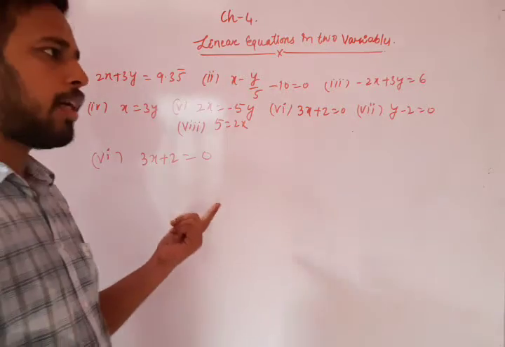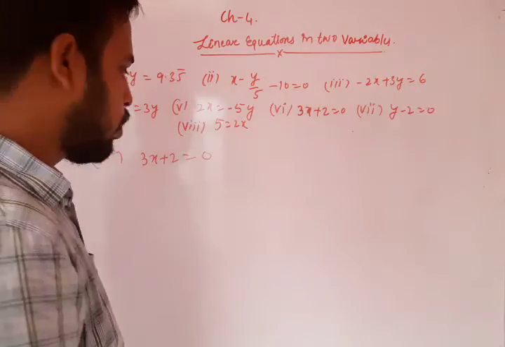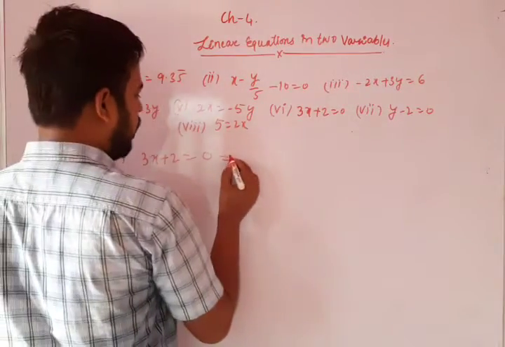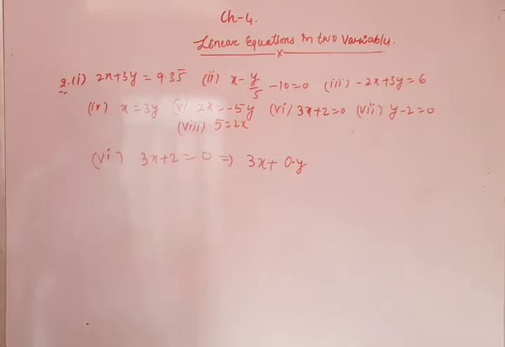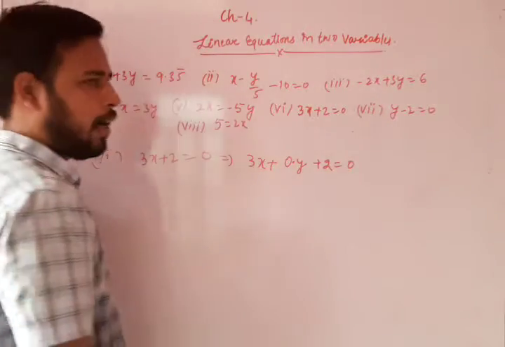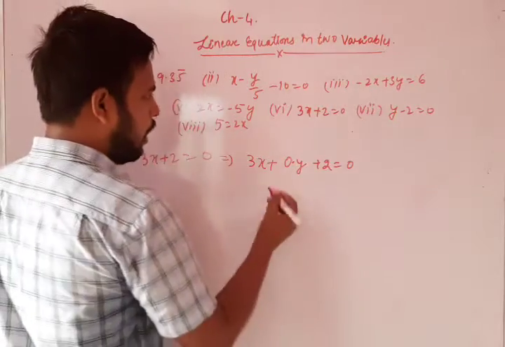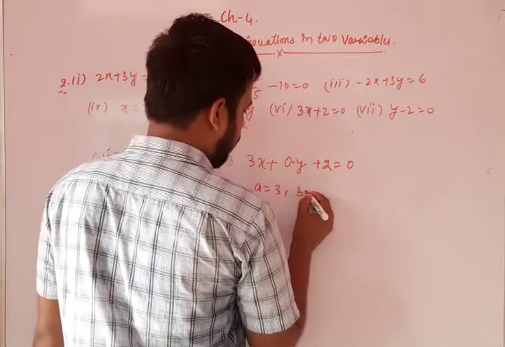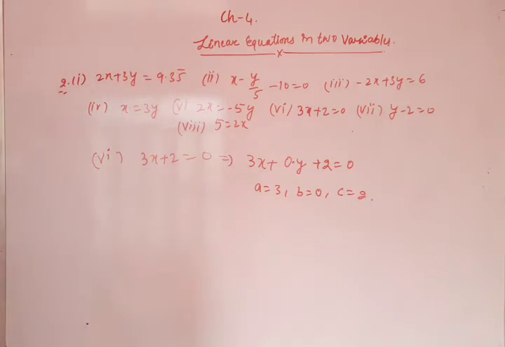We are adding 0 by multiplying a variable. So when we change into two variables, 3x plus 0 multiplied by y. We have taken 0y, so 0 multiplied by y will be 0, plus 2 equals 0. We have changed it into 3x plus 0y plus 2. So here a equals 3, b equals 0 and c equals 2.